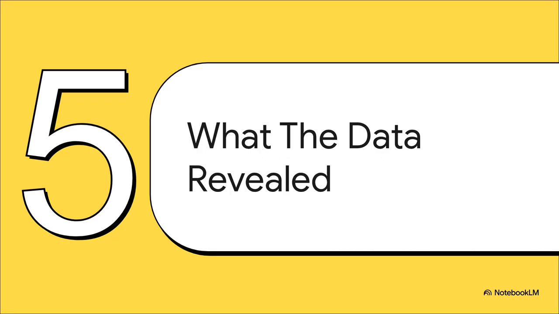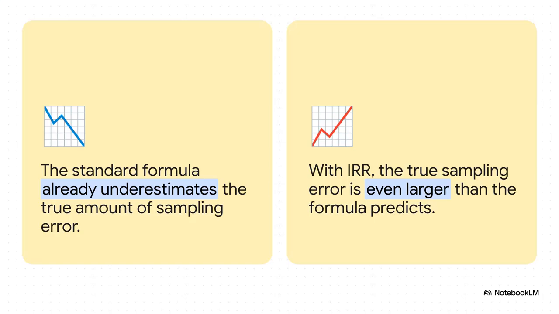Okay, so after running one of the most comprehensive simulations ever done on this topic, the researchers had a mountain of data to sift through, and what they found finally confirmed the true identity and the impact of our hidden culprit. And this is the smoking gun. It turns out the standard formulas that researchers use to guess the amount of random noise, what they call sampling error, already tend to underestimate it a bit. But when indirect range restriction shows up, it makes things so much worse. The real amount of random error becomes significantly larger than the formula says it should be. The ghost was real. IRR was actively pumping extra, unaccounted for noise into the data.